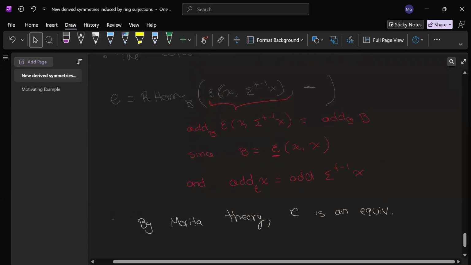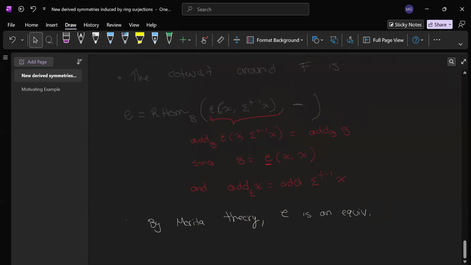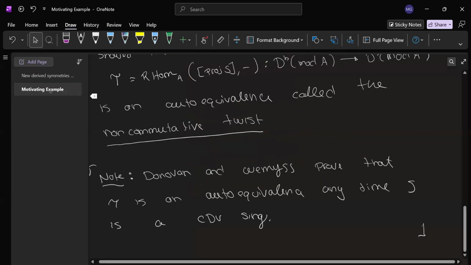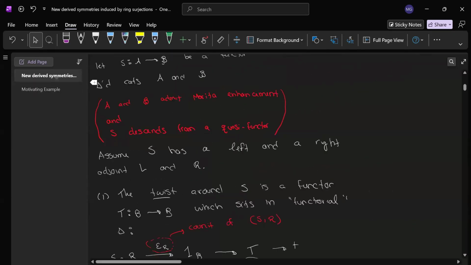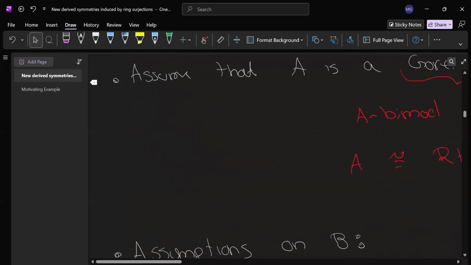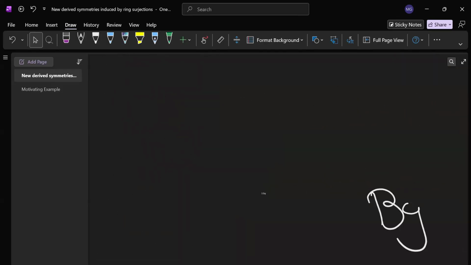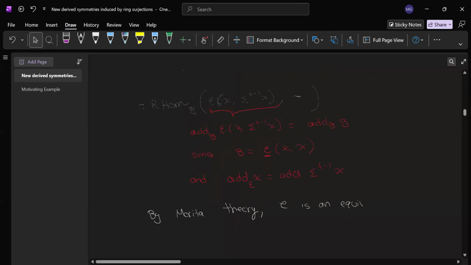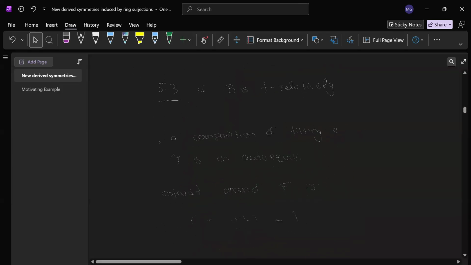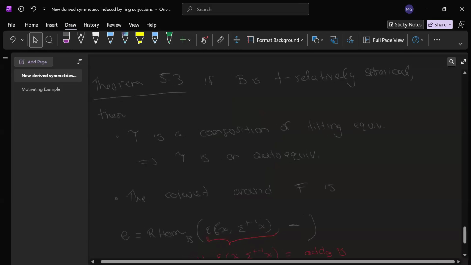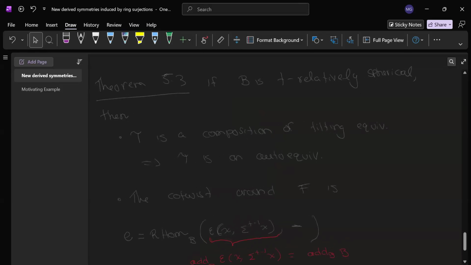Okay. And then just to finish off the talk, I'd like to apply this theorem that we just saw, which tells us that if our algebra B is t relatively spherical, then this functor T is an equivalence.